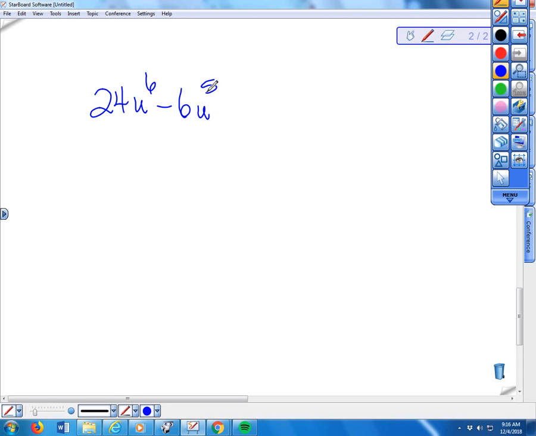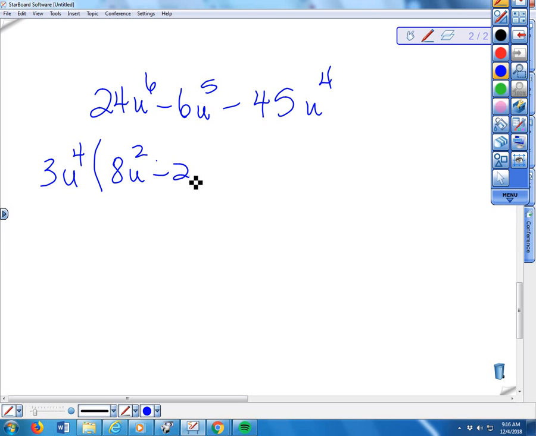Minus 45u to the fourth. So I can see right away a u to the fourth is common to all three, but a 3 is also. When I pull a 3 out of 24, I have 8u squared. 3 out of 6, that's 2u. And 3 out of 45 is 15. Not done yet, though, because this is factorable.